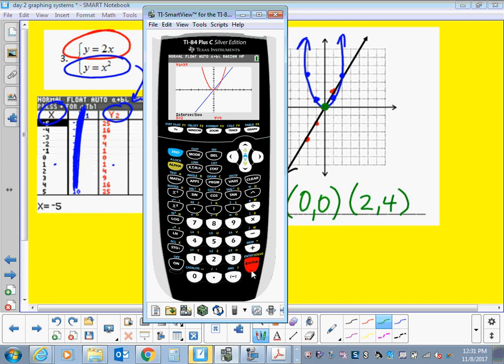So for all of these, if you wanted to, you could just type them into your calculator, look up some points, and then use your features to find the intersection. Second trace. Any questions?